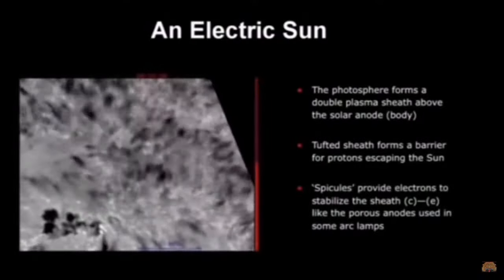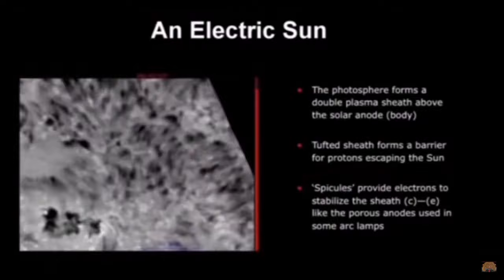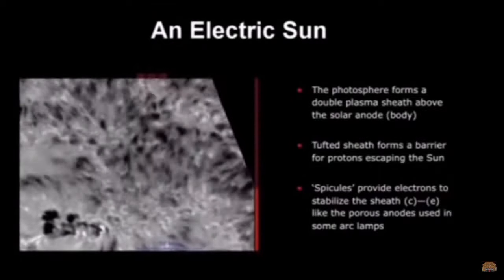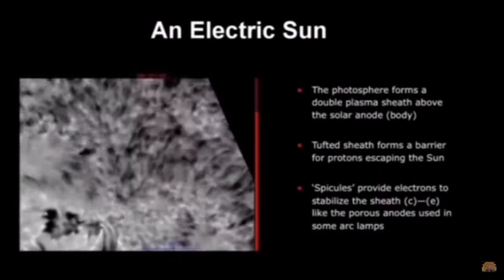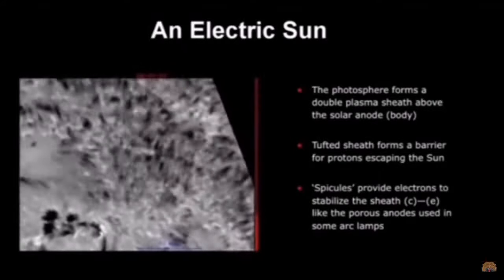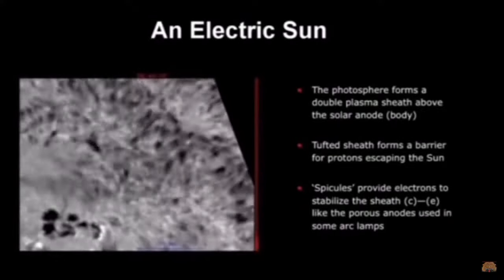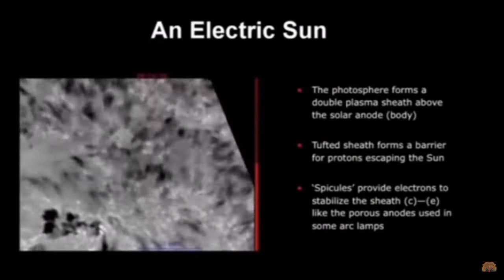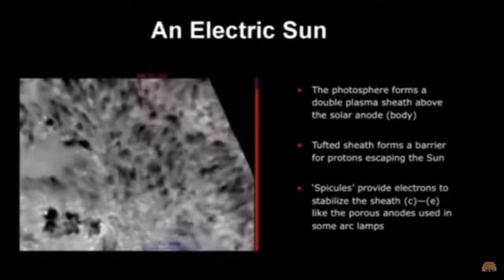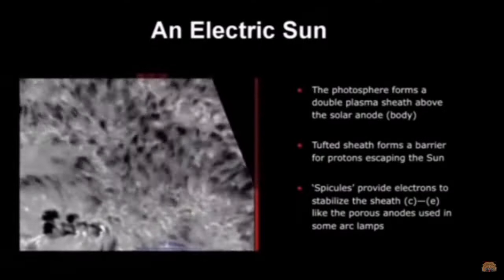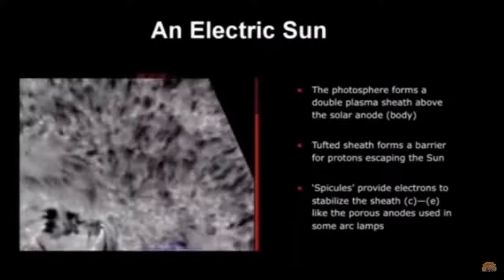Here are these strange things called spicules, and Ralph Jurgens didn't shrink from trying to explain these as well. And it turns out that to maintain a steady discharge through that tufted sheath, there has to be a balance between the number of electrons traveling one direction and the number of positive ions going in the other. And these spicules actually provide the material to be ionized in the chromosphere and maintain a steady discharge. There's an analog in some arc lamps, the kinds of things used in searchlights. They had porous anodes to actually produce this steady arc.